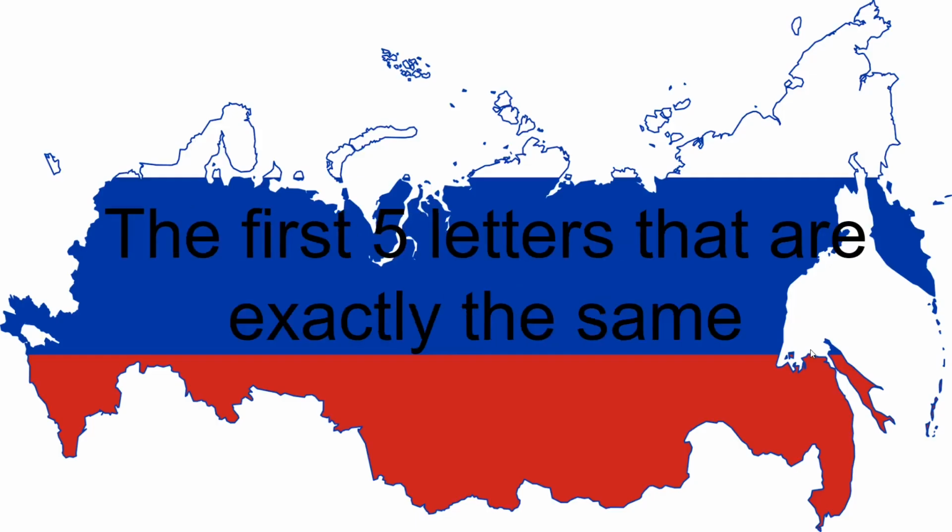So first 5 letters are exactly the same in Russian as they are in English, and those letters are A, K, M, O, and T. Akhmot. You can just remember that. All these letters look and sound pretty much exactly the same in Russian as in English.